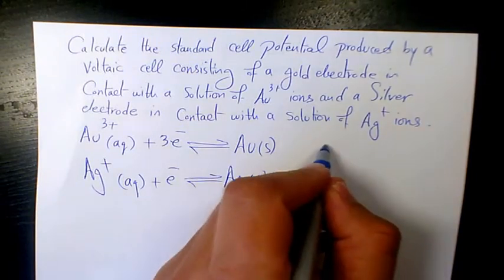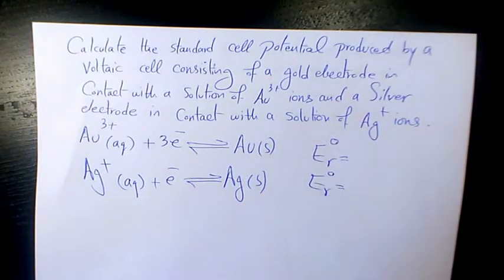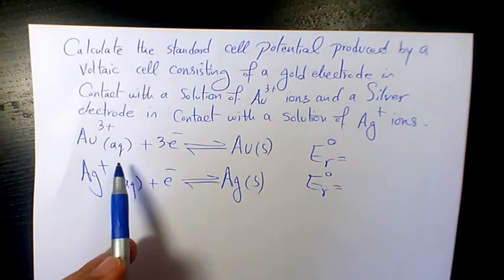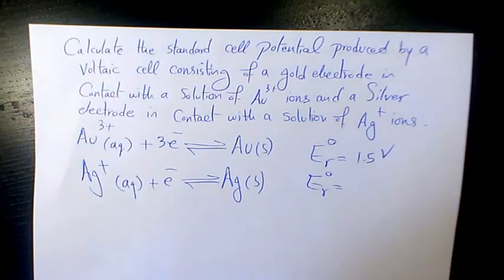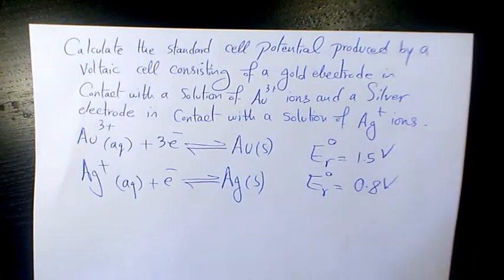In order to find out the standard reduction potential, we need to go and find a table called standard reduction potential. For Au, that's going to be 1.5 volt. For silver, it is going to be 0.8 volt.